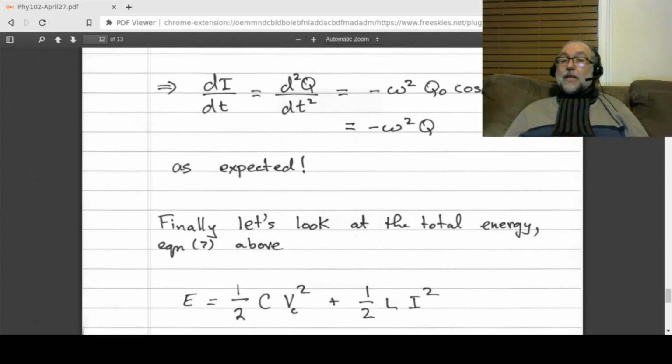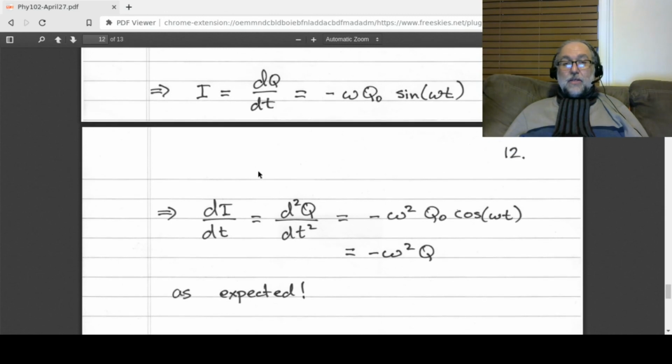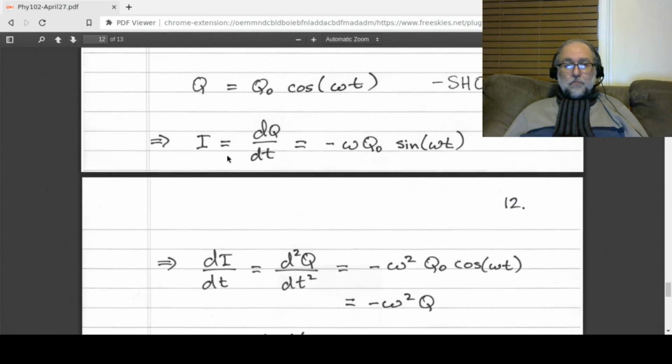Now let's end off by showing that the energy is actually conserved here. Because we have two functions. We have q as a function of time, but we also have I as a function of time. So we can say how the charge on the capacitor varies with time, but we also can say how the current through the inductor varies as a function of time.